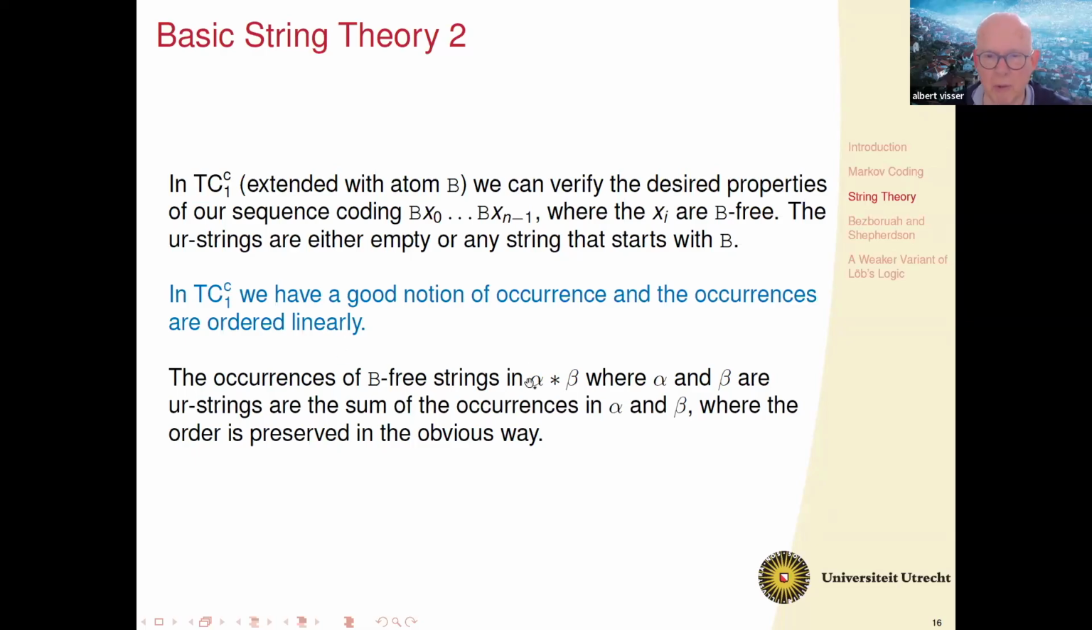So if we have two of these Ur strings and you take the composition, then the occurrences of the B free strings in this are the sum of the occurrences in this one and in this one, and their ordering inside these things is preserved, and moreover the things in alpha will be before the things in beta, right? So those are the good properties that we want. And to verify these good properties, the editor's principle is crucial. So without it, you get nowhere.